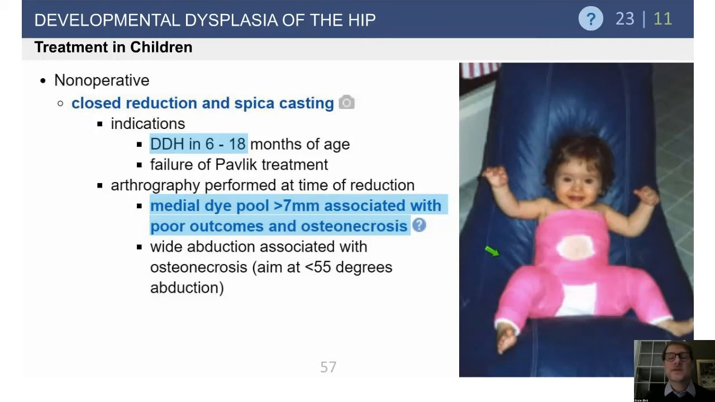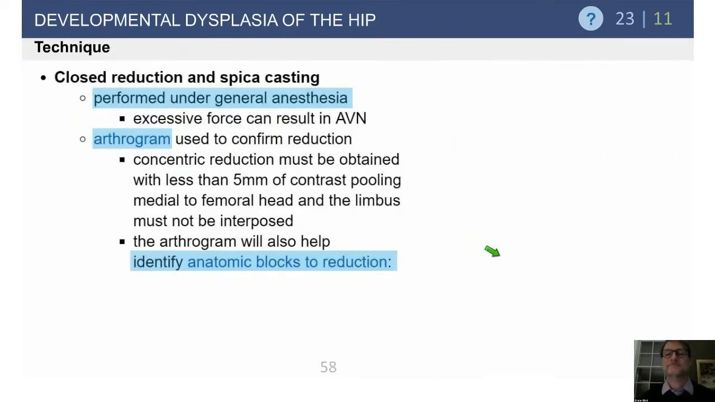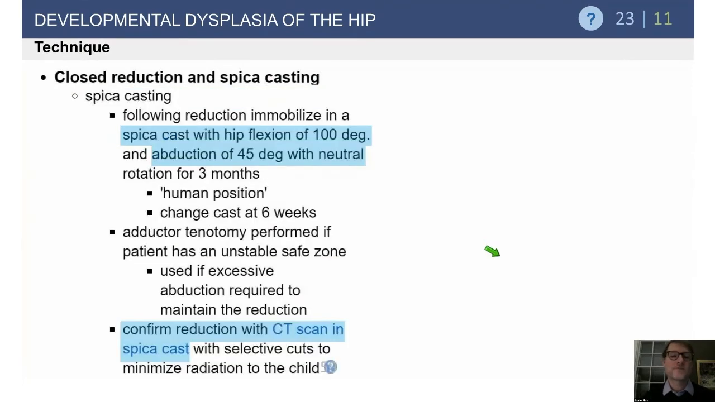And the key point is a medial dye pool less than 7 millimeters. And all that means is it's not sitting out here, it's sitting deep within the socket. This is done under general anesthesia, and you do an arthrogram to confirm reduction. Again, you want the hip flexed at least 90 degrees and abducted 45 degrees.